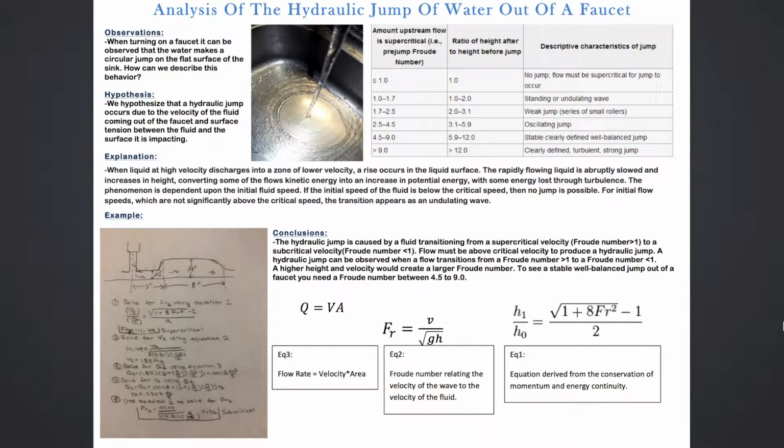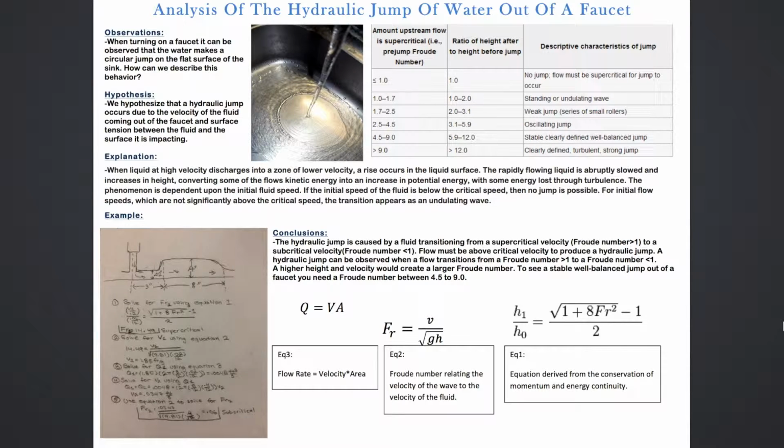Our explanation is that when liquid at high velocity discharges into a zone of lower velocity, a rise occurs in the liquid surface. The rapidly flowing liquid is abruptly slowed and increases in height, converting some of the flow's kinetic energy into an increase in potential energy, with some energy lost through turbulence.